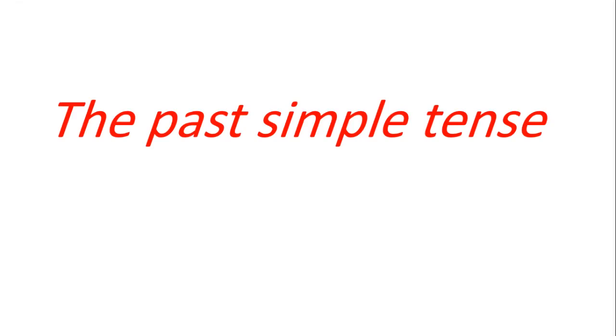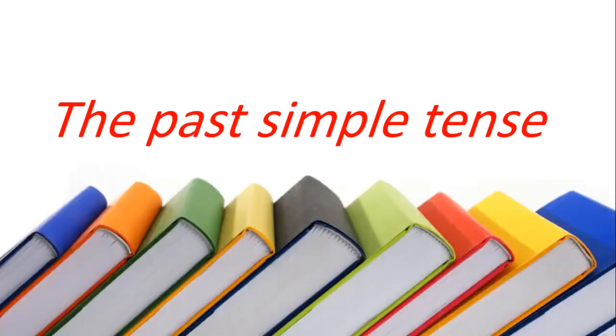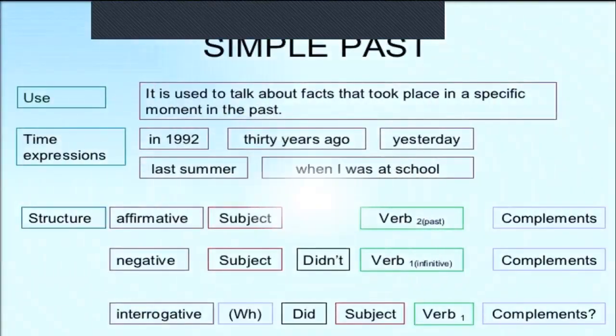Welcome again with a new English lesson, the past simple tense. Usage of the past simple tense: it is used to talk about facts that took place in a specific moment in the past. Took place means happen.